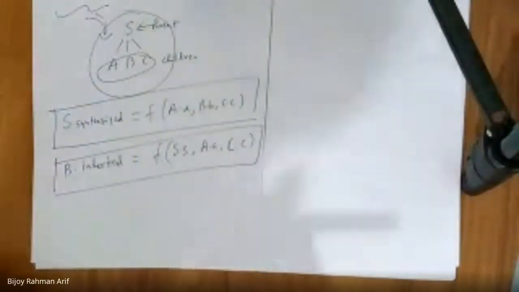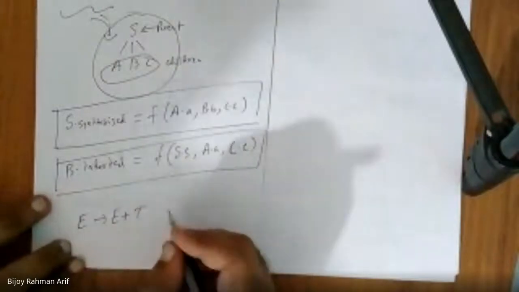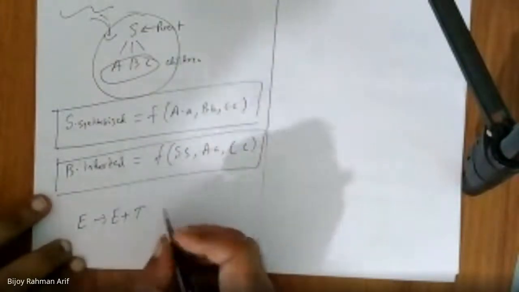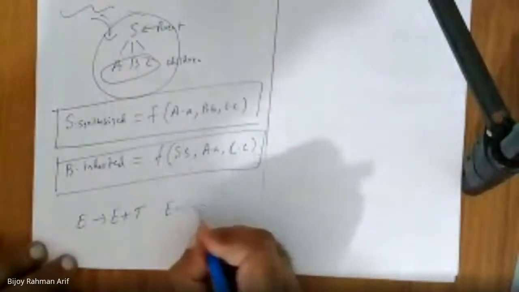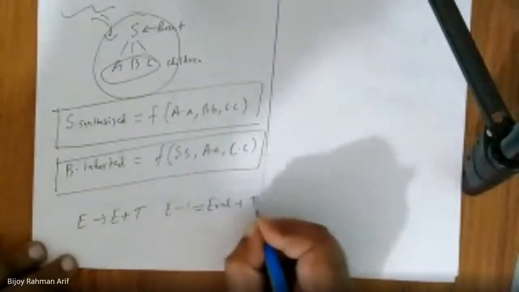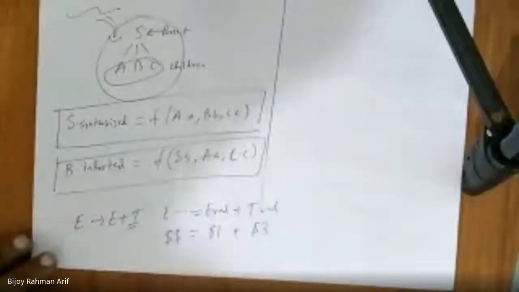See, very simple. E derives E plus T. So what is our SGT? E.val is nothing but E.val plus T.val. So in our code, this one is nothing but $$. This one is $1. This one is plus, and this is $3 position. Okay, so that's it.